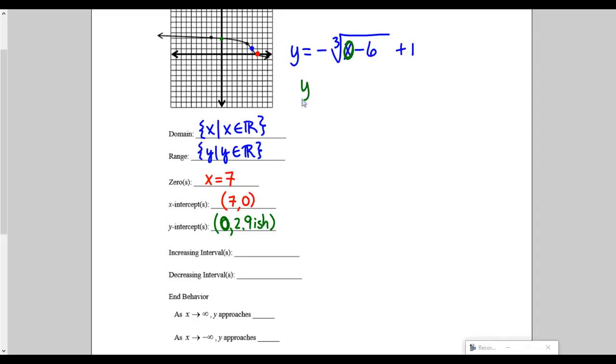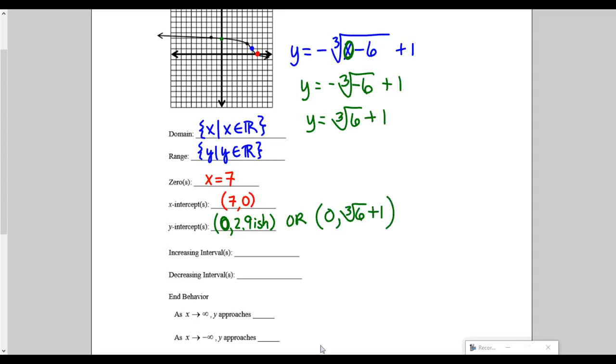So my y value would be negative the cubed root of negative 6 plus 1. Well, the negative could come out there, so I have the cubed root of 6 plus 1 is my y value. If I wanted to write that exact, it's not a very pretty number, so I wouldn't expect you to do that without a calculator. If you had a calculator, you could get a decimal version of that.